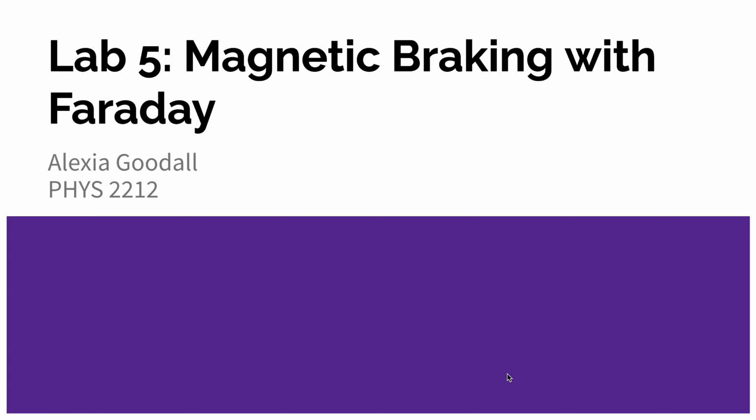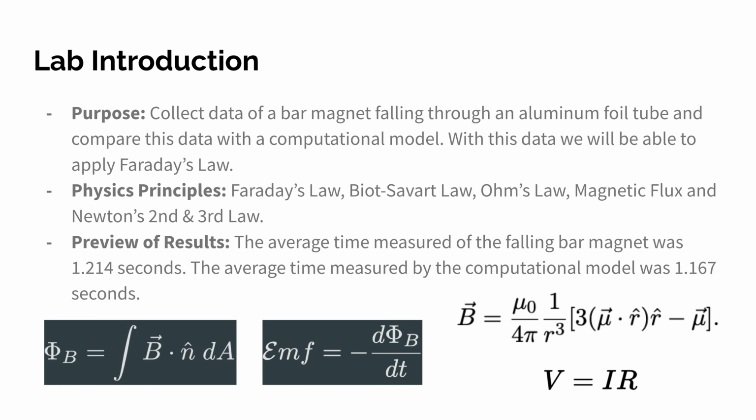I'm Alexia Ulol, and today I'm going to present Lab 5, Magnetic Braking with Faraday, from Physics 2212. The purpose of the lab was to collect data of a bar magnet falling through an aluminum foil tube and compare this data with a computational model. With this data, we will be able to apply Faraday's law.